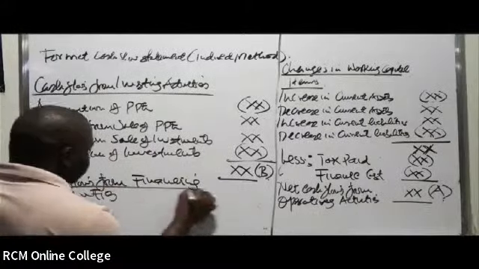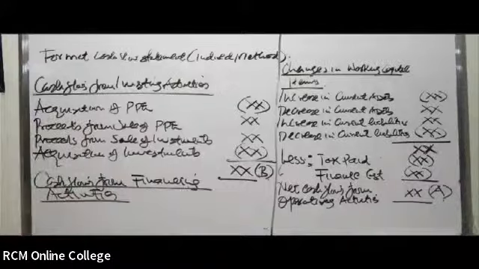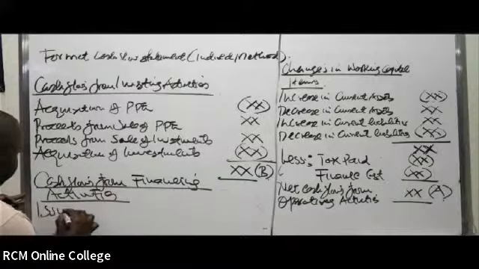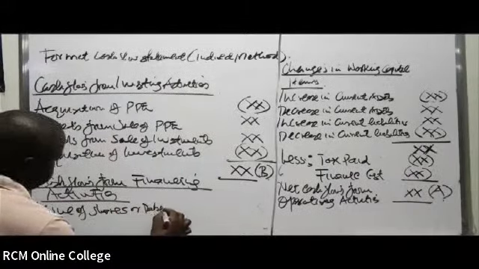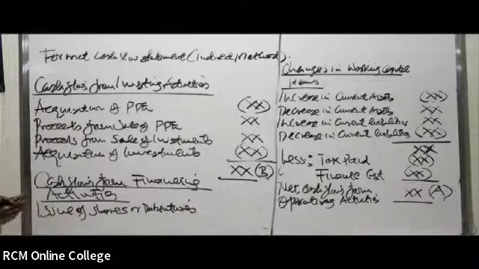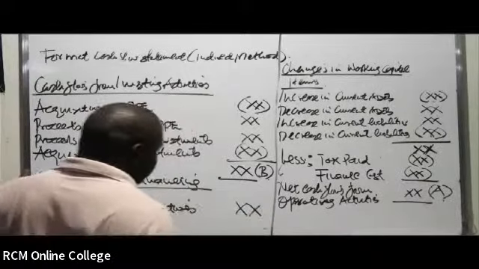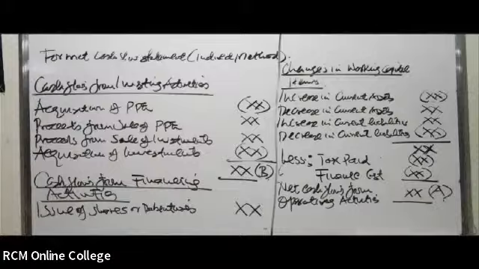Cash flows from financing activities, and of course, you can underline. These basically involve financing cash flows. So you write issue of shares or debentures. When you issue shares, that is an inflow. When you sell shares, you get money, so it is positive and you add.